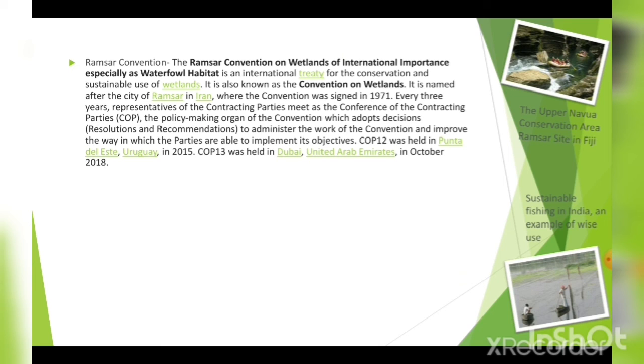Every 3 years, representatives of the contracting parties meet as the Conference of the Contracting Parties, the policy-making organ of the convention, which adopts decisions, resolutions, and recommendations to administer the work of the convention and improve the way in which the parties are able to implement its objectives.